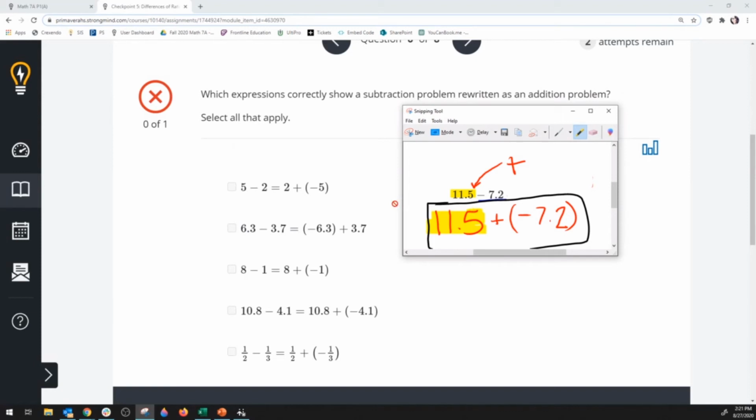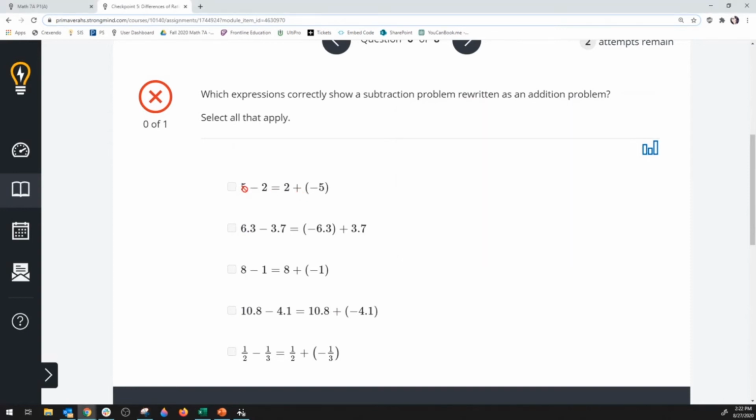Okay, so these top two here, where I'm going 5 minus 2, and then I switch to 2 plus negative 5, this is wrong because my first number here is a 5, and my first number on the right side is a 2. So we want to make sure our first number is the same. So if I look here, I have 6.3 and then I have negative 6.3. Those two numbers are not the same. A positive and a negative are two different numbers. So those first two are out of the game.